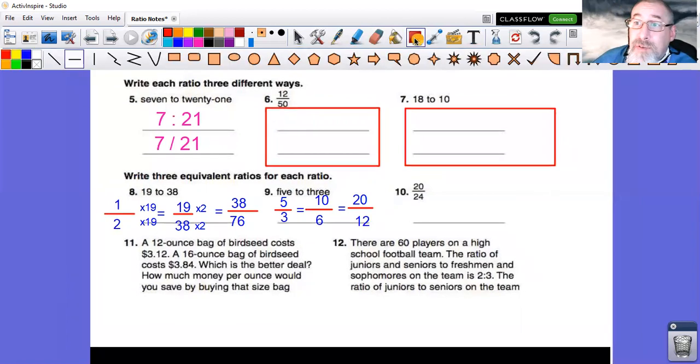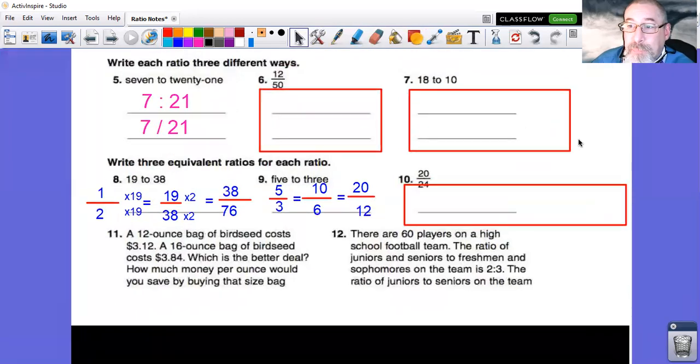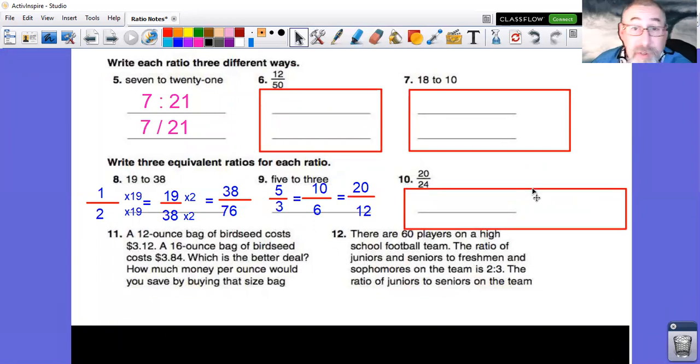So that leaves you with your problem. Do this one. That's your answer. You've got to give me number 10, your work.